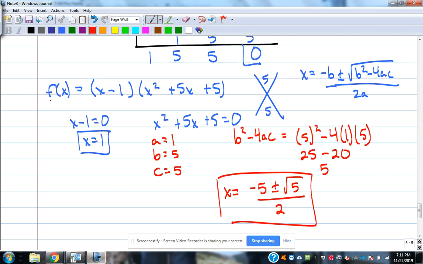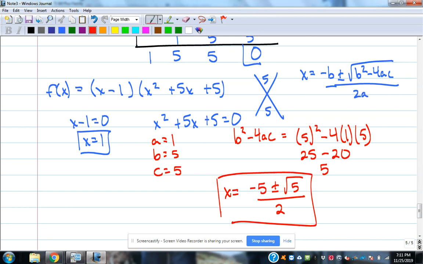I have 3 answers here. One of the answers is the one they gave me, 1. They told me that at the beginning of the problem. 1 was a 0 in this problem. So that's the one I knew about. This is 2 answers here. Negative 5 plus square root of 5 divided by 2 is a solution. And then negative 5 minus the square root of 5 over 2 is a solution.